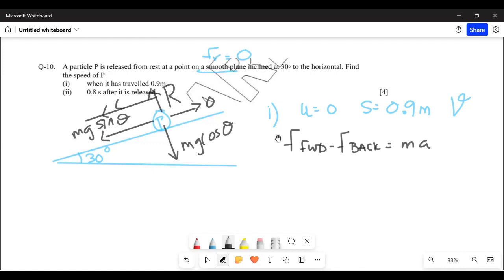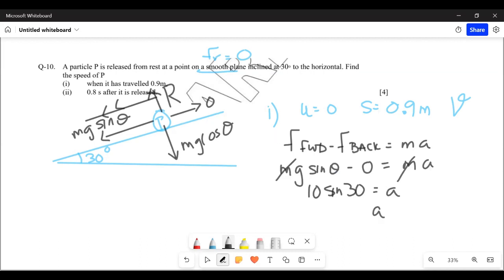So forward force is mg sine theta, minus backward force, which is 0, equals mass times acceleration. Mass is not given to us, we can just cancel it. G is 10, so 10 sine 30 equals A, which gives us A equals 5 meters per second squared.